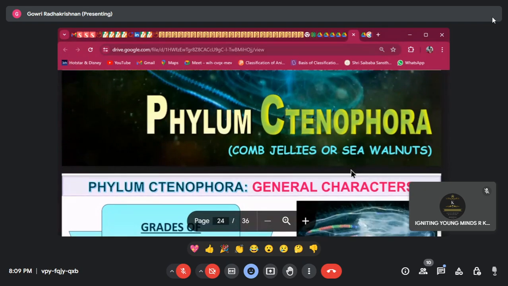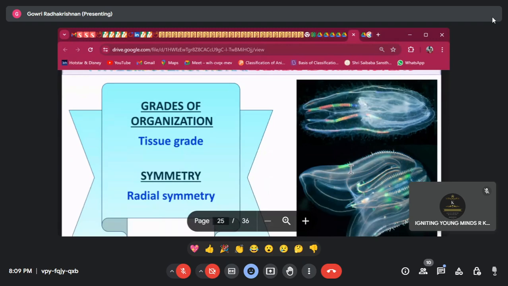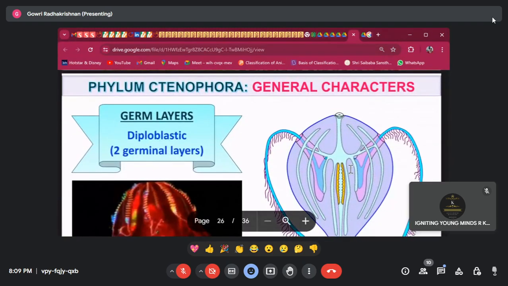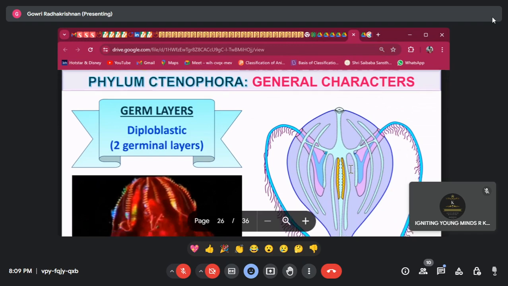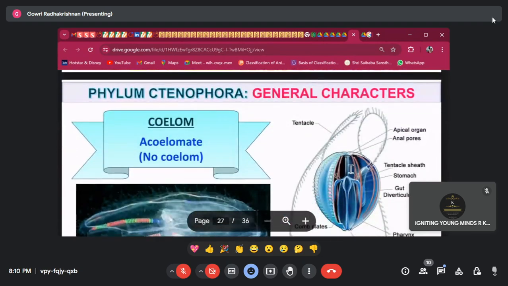Now, phylum Ctenophora. Comb jellies or sea walnuts, they say. Okay, grades of organization: tissue grade, symmetry, radial symmetry, germ layer, diploblastic, two germinal layers. Coelom is acoelomate, that is no coelom is present.